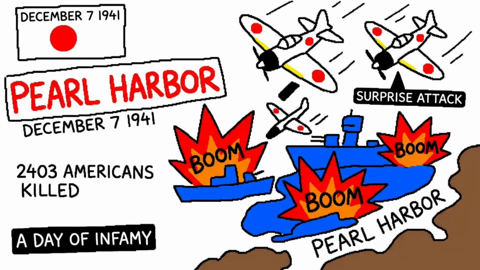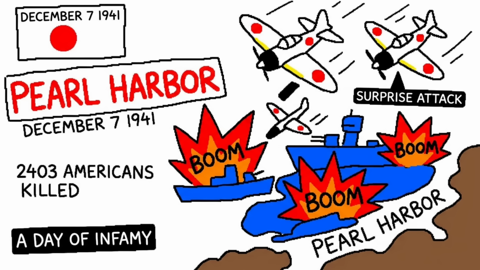Then on December 7, 1941, came the second massive shock. Japan, which had already been at war with China since 1937 and had allied with Germany and Italy in the Tripartite Pact, launched a surprise attack on the American naval base at Pearl Harbor, Hawaii.